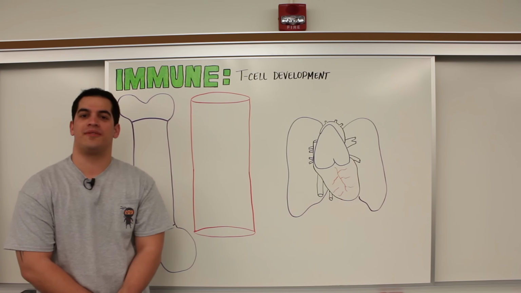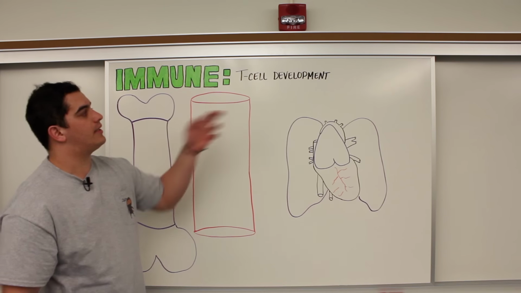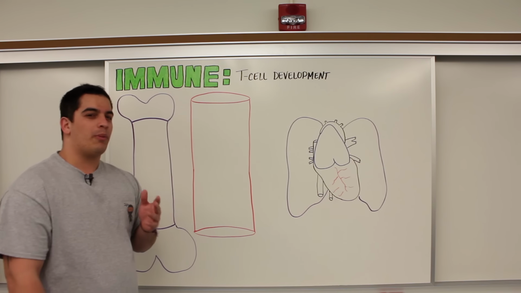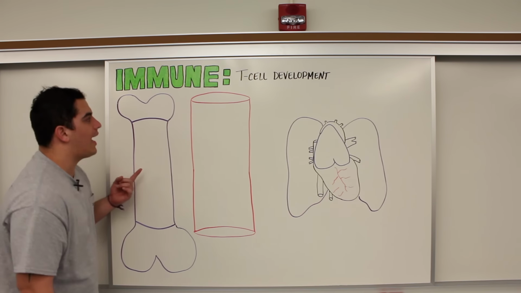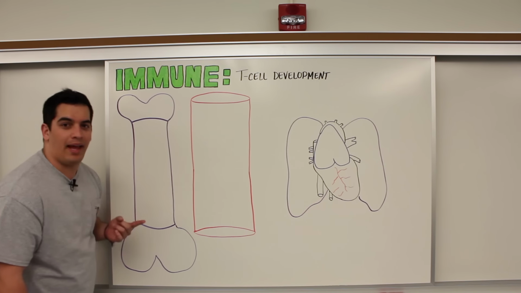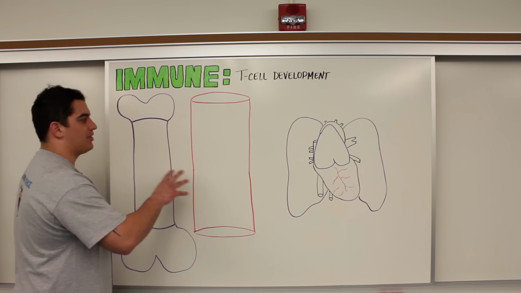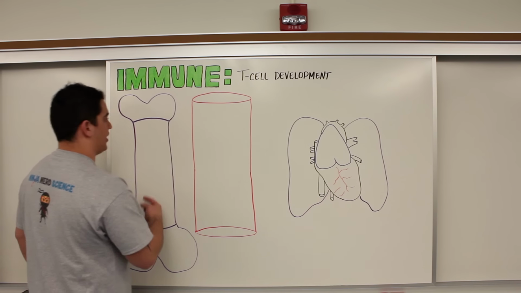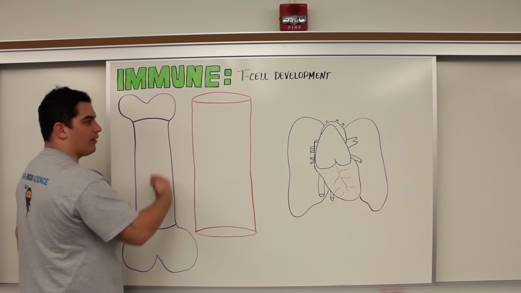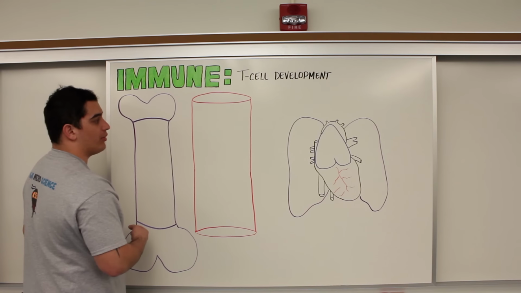All right, Ninja Nerds, what we're going to do in this video is talk about T cell development. Before we do that, let's understand where the T cells are actually being made. If we look at this diagram, it gives you a look at the anatomical structures. We're going to have our red bone marrow, where the T cells are being produced.